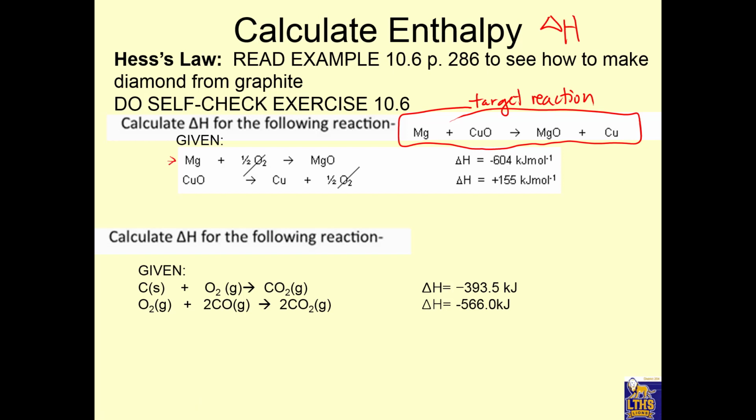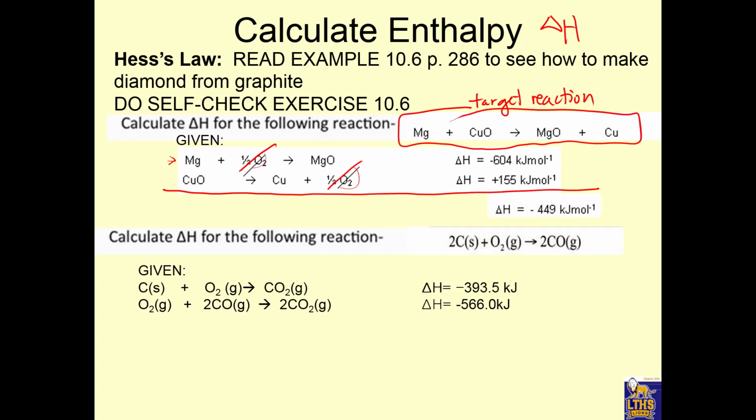We have this reaction, which has magnesium and a half mole of oxygen making magnesium oxide with an enthalpy of negative 604 kilojoules per mole. We also have this reaction, 1 mole of copper oxide gives you 1 mole of copper and 1/2 mole of oxygen with a delta H of positive 155. So if we don't change their delta H's at all, and we add them together, we can see that the 1/2 O2 will cancel out on both sides and leave us with Mg plus CuO, giving after the arrow MgO plus Cu.